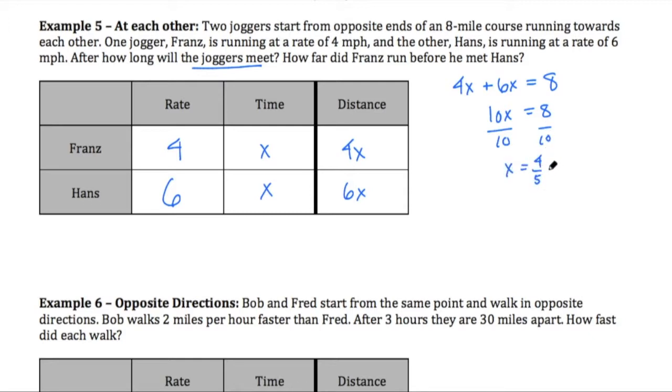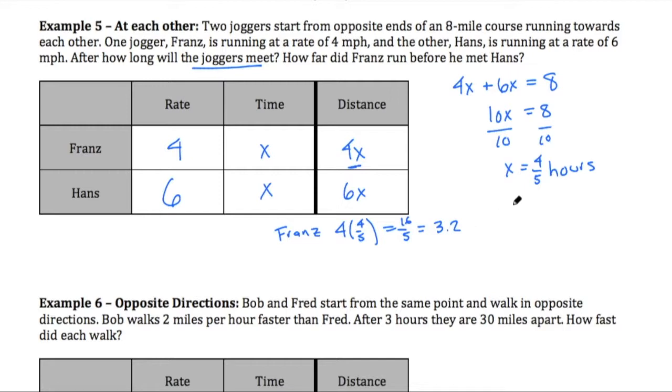What does that mean? Since we are talking about miles per hour, this is the time. We said x is time in hours, so 4/5 hours. So that's how long it took the joggers to meet. So how far did Franz run before he met Hans? Well, we know that Franz's distance is 4x. So Franz is 4 times that 4/5, which would equal 16/5. If we want to make that into a decimal, that's 3.2.